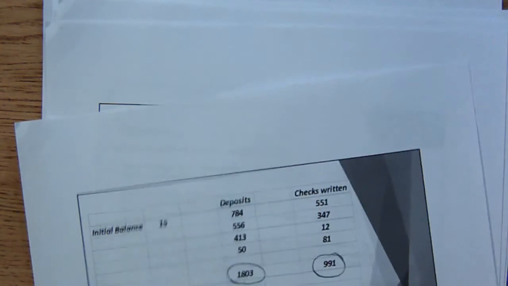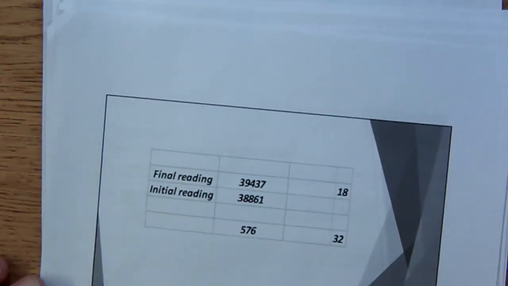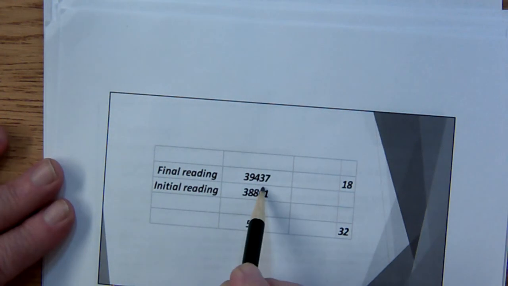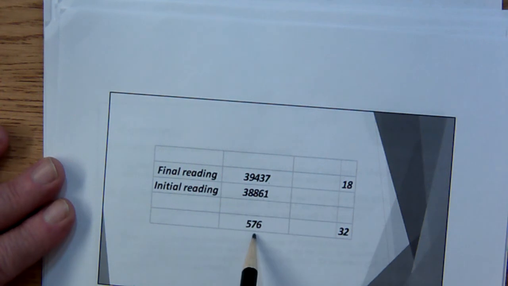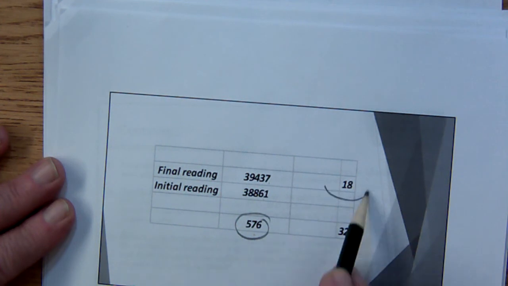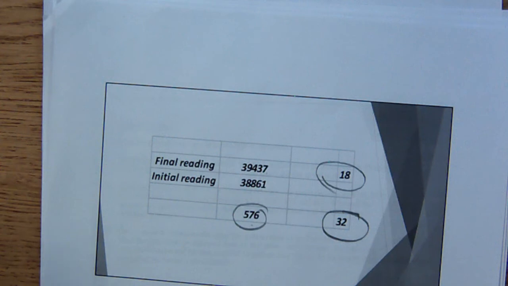Finally, we have Enrico. His initial reading was this. His final reading was this. We subtract to get 576, and then we divide that by 18 to get 32 miles per gallon.